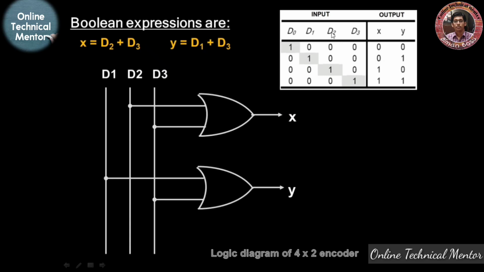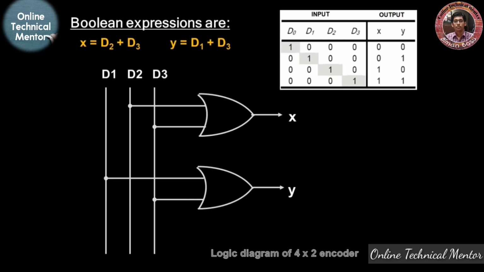Now for the D2 connection, when D2 is 1, so where is D2? Look, this is D2. From this D2 line, the upper OR gate has a connection. That means x will become 1 and y will remain in the 0 state, so we will get x as 1 and y as 0, that is 1, 0. And for the last row, where D3 is 1, this is the D3 line. Both gates have a connection from this D3 line. That's why both become 1, and the last output is 1 1.